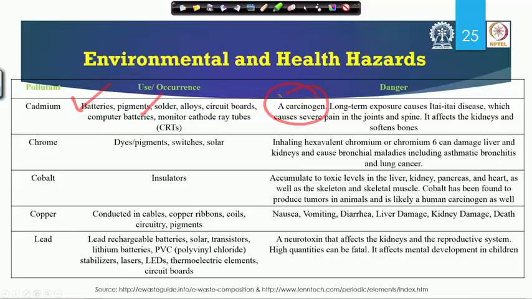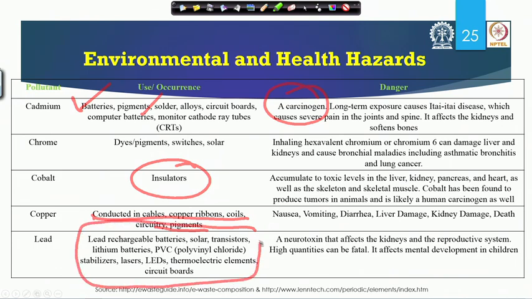Then chromium is used in dyes, pigments, switches, and also in solar panels. Cobalt is used as an insulator. Copper: copper wires, copper ribbons, circuits, pigments. Lead is the number one concern in terms of electronic waste.